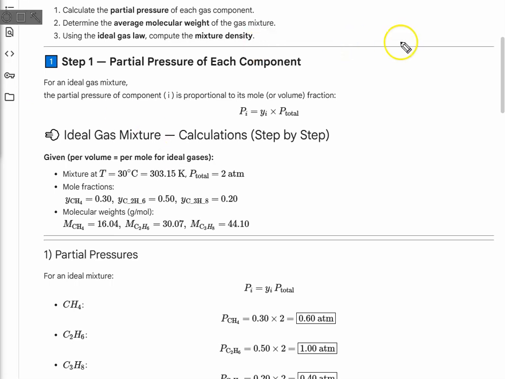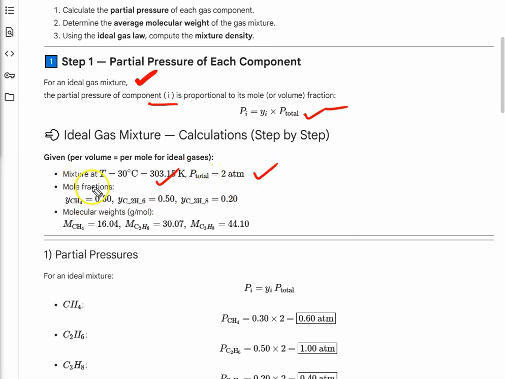Now here the mixture is an ideal gas mixture. The partial pressure of a component i is proportional to its mole fraction or volume fraction. So we can write Pi is equal to Yi, where Yi is the mole fraction, times P total. The given data I already mentioned: temperature is 303.15 Kelvin and P total is 2 atm.